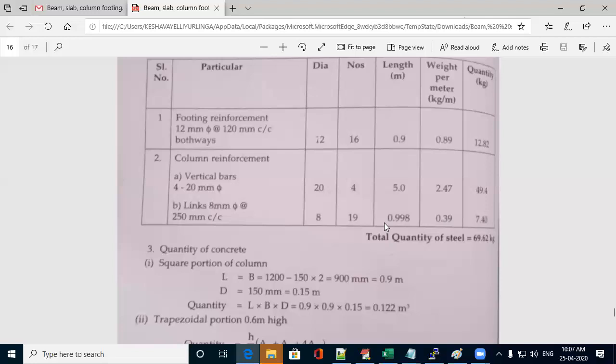So students, now the first module is completed. In the first module, we have building estimation as part A, and as part B, you have to work out the estimation for the column, footing, slab, and beam. Now everything related to the first module is completed. If you have any doubt, you can contact me. Thank you.